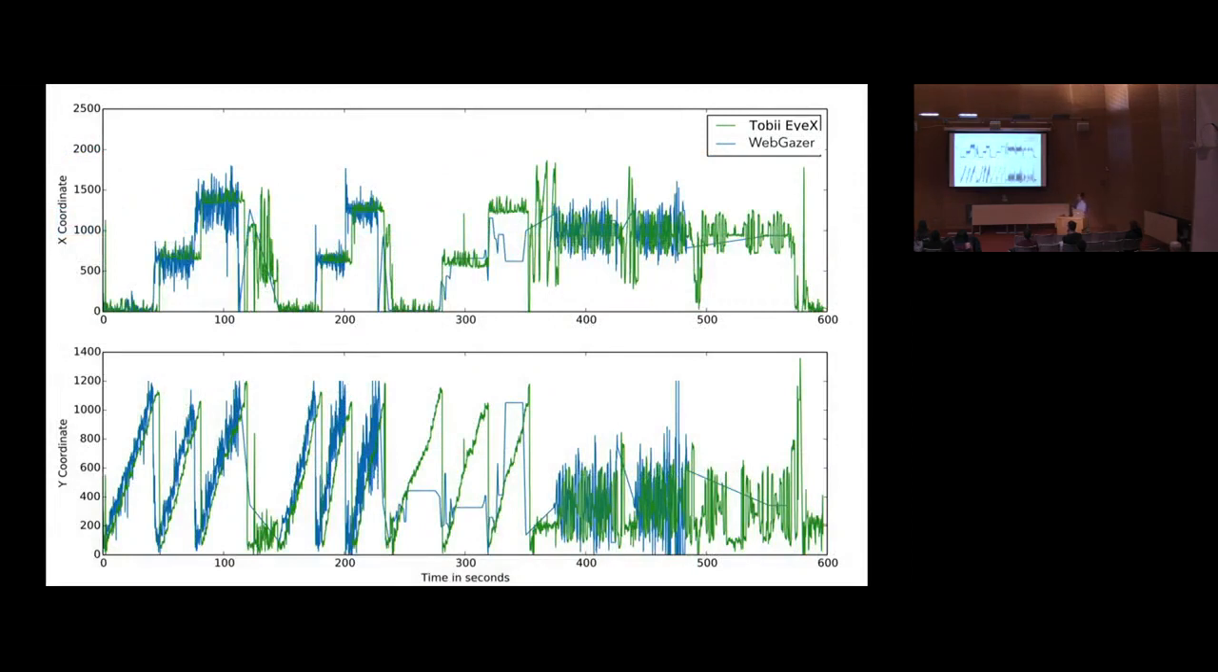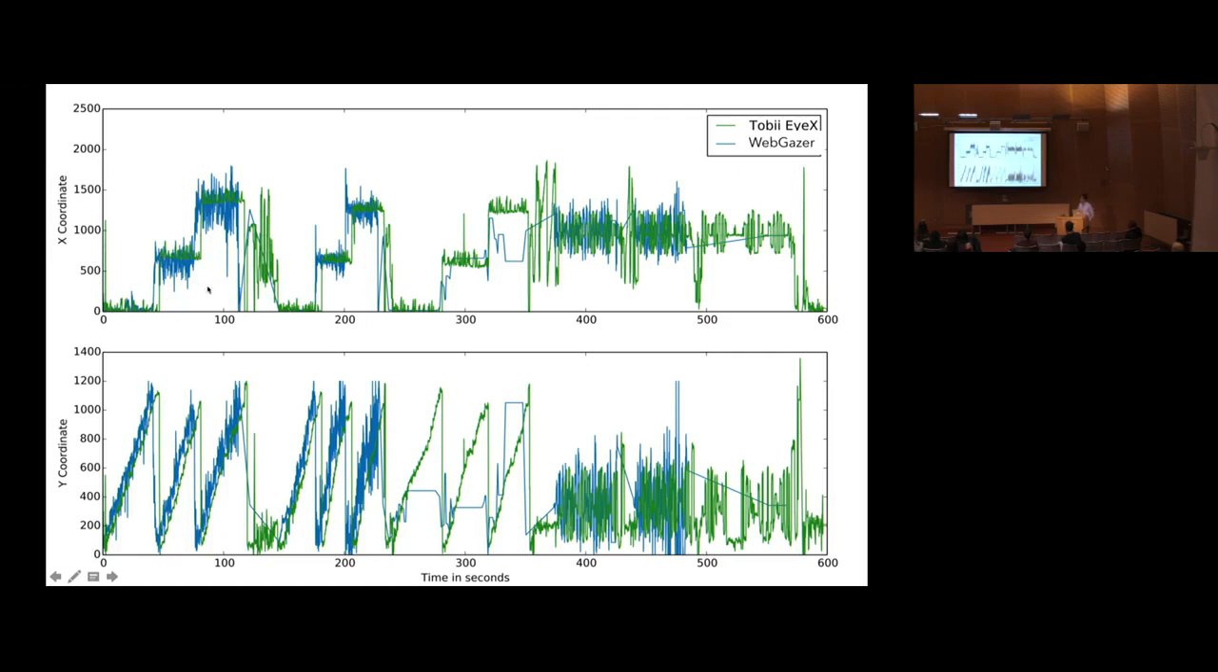So the accuracy is really important. This is the accuracy of Webgazer compared to a Tobii IX, which is just a consumer eye tracker, I guess. It's a cheaper Tobii. And the green line here is the Tobii eye tracker, and the blue line is Webgazer.